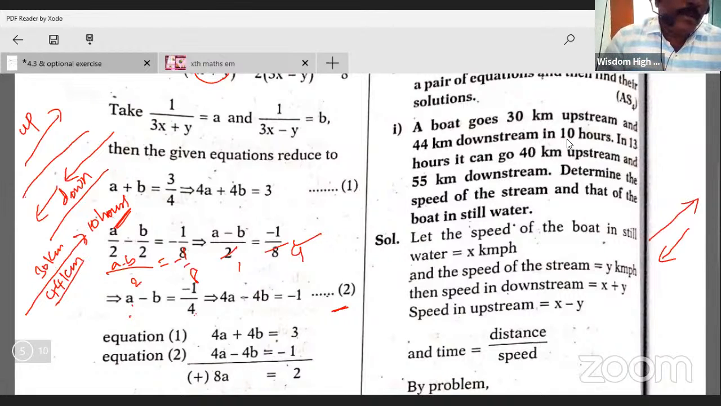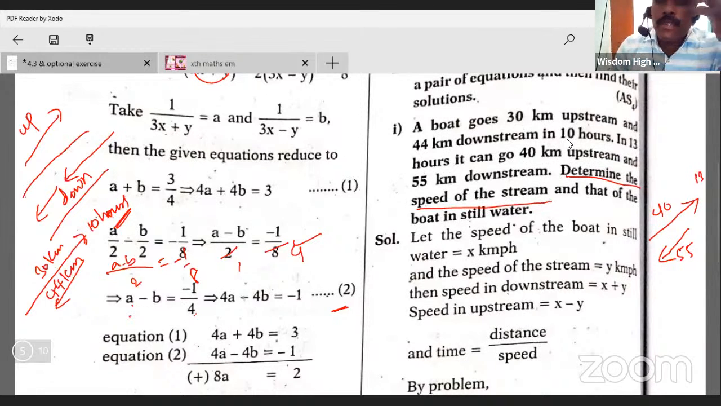Here the downstream distance is 44 kilometers and upstream 30 kilometers, right? Here also, in 13 hours, 40 kilometers upstream and 55 kilometers downstream. Then determine the speed of the stream and that of the boat in still water. Students, you should first try to identify the unknown quantities. We are asked to determine the speed of the stream, but we don't know it, right? And the speed of the boat in still water.